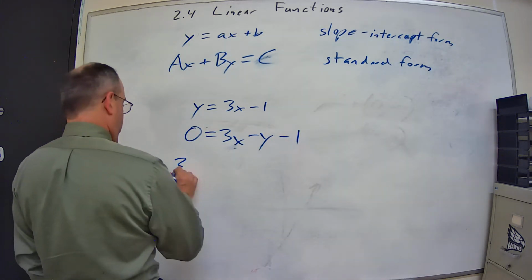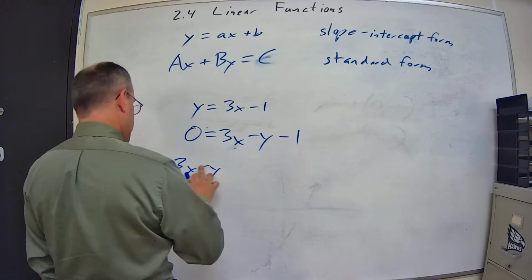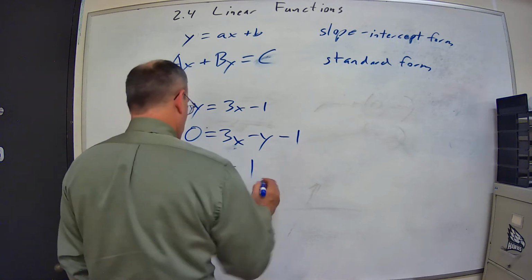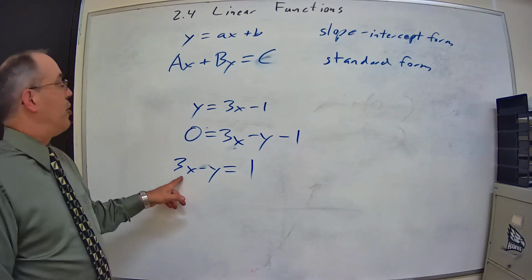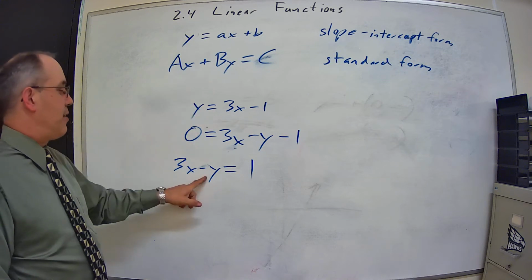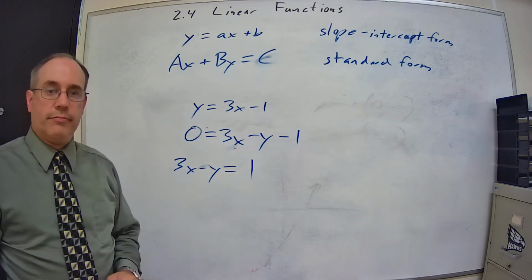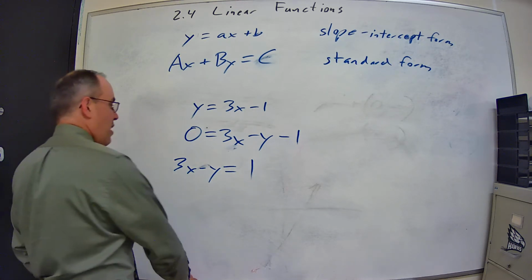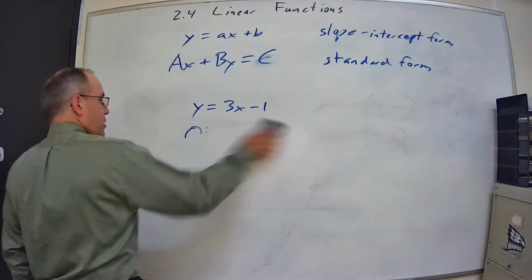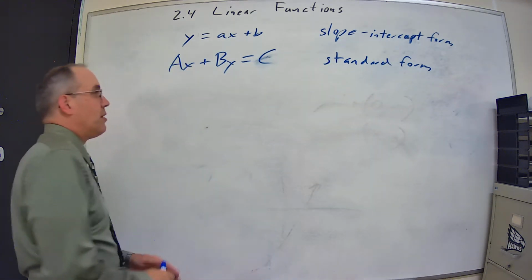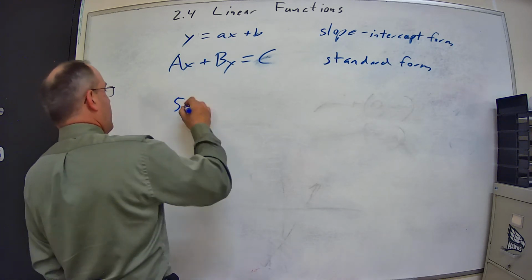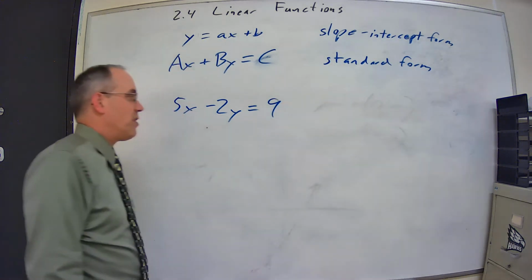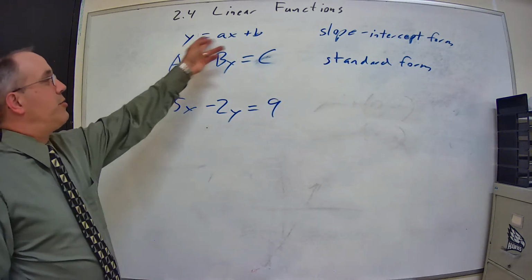So I'm just going to call it 3x minus y is equal to, if I add 1 to both sides, 1. So a is 3, b is negative 1, c is 1. And that is now in standard form. Well, what if I start with a linear function in standard form? 5x minus 2y is equal to 9. And I want to put it into slope-intercept form.